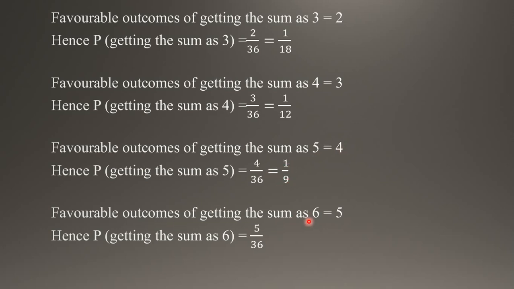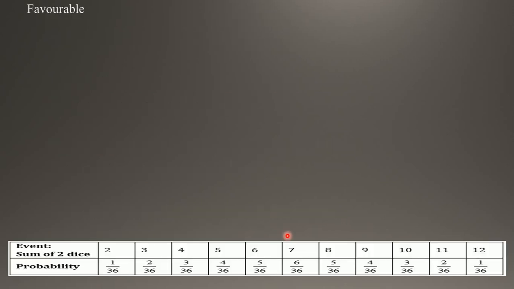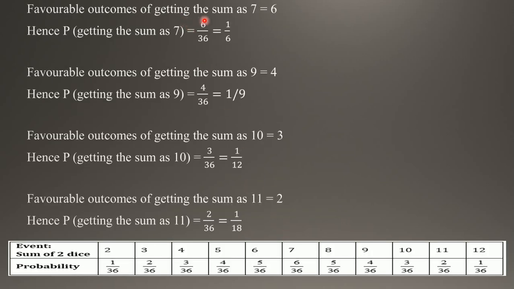Favorable outcomes for getting the sum as 6: (1, 5), (2, 4), (3, 3), (4, 2), (5, 1). How many? 5. So 5 upon 36. Favorable outcomes for getting sum as 7: total 6. 6 upon 36. Similarly, for sum as 9: 4, so 4 upon 36.